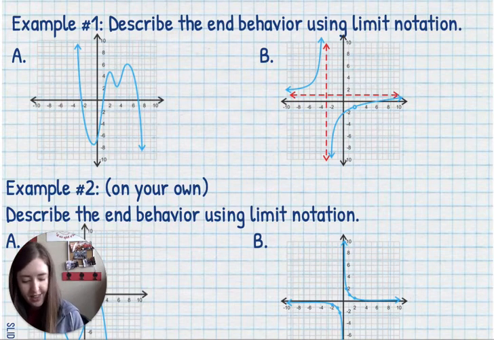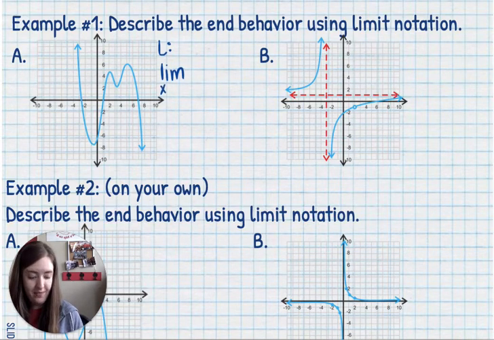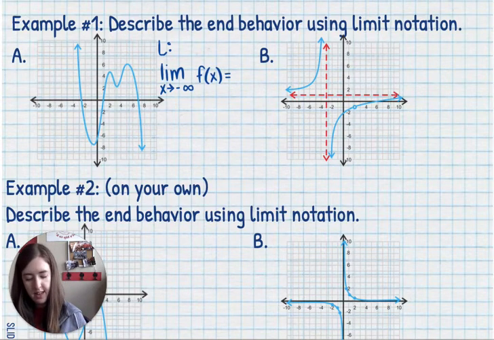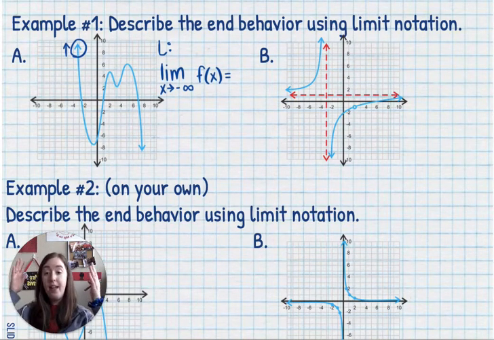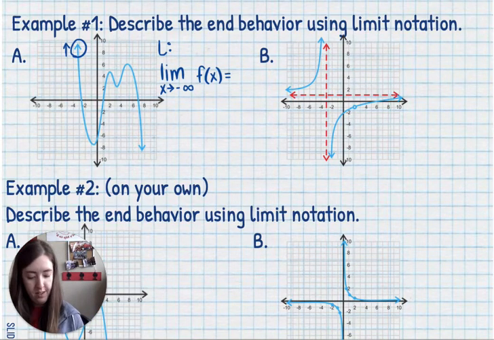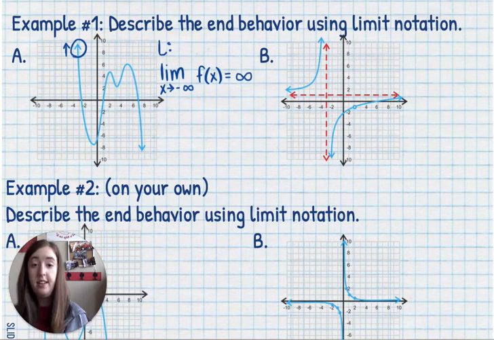So first let's look at the left side. The left side is where x is approaching negative infinity. And we'll just call him f of x, that's fine. Now over on this left side, we can see that my graph right here is going up and up and up and up, right? So that means that my function is approaching infinity. So I'm going to put an infinity right here.